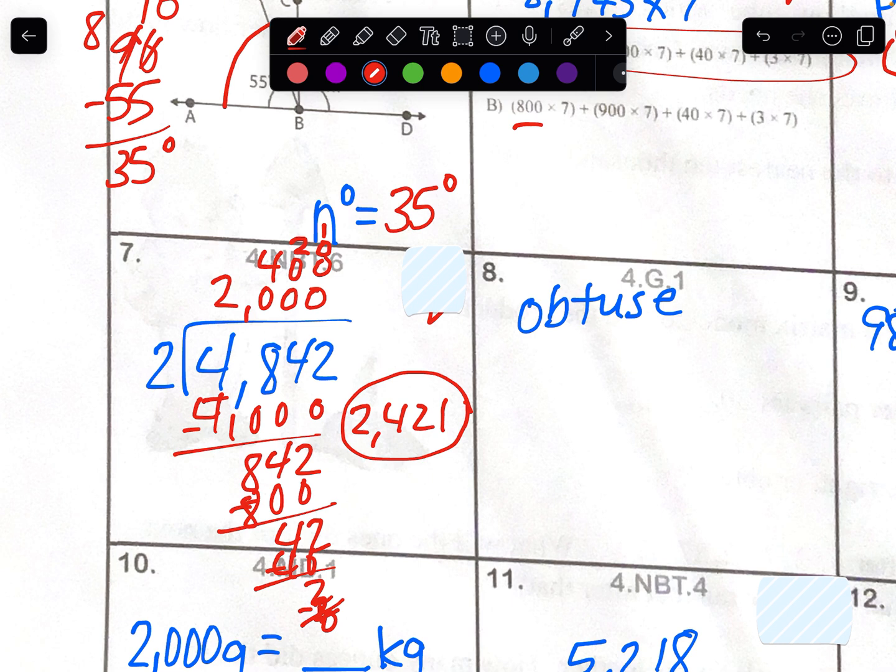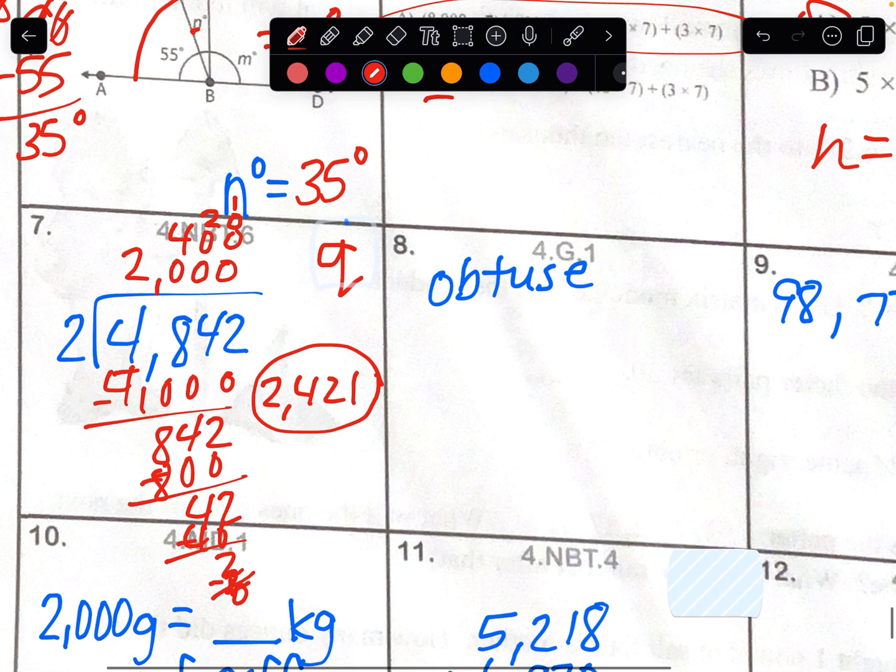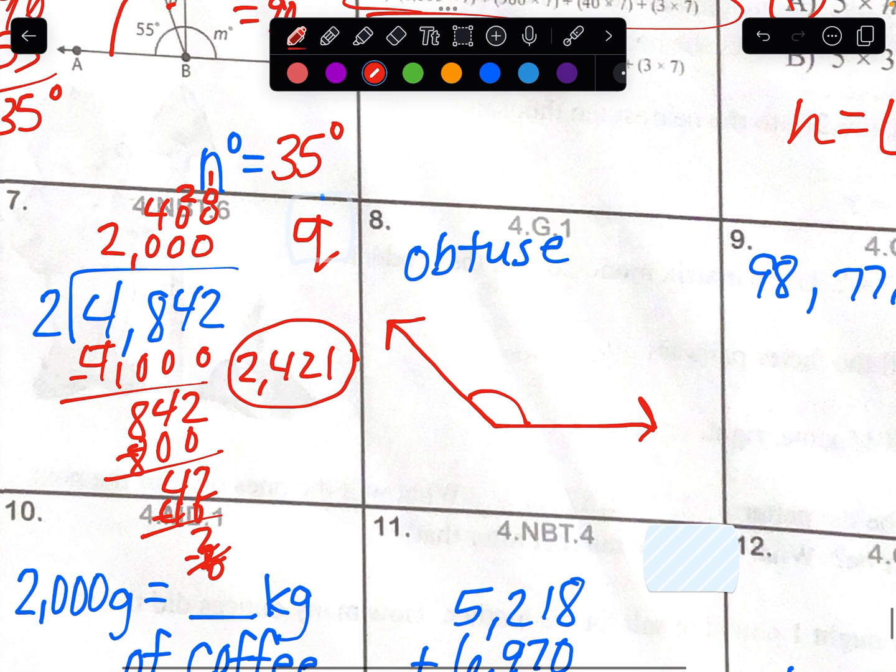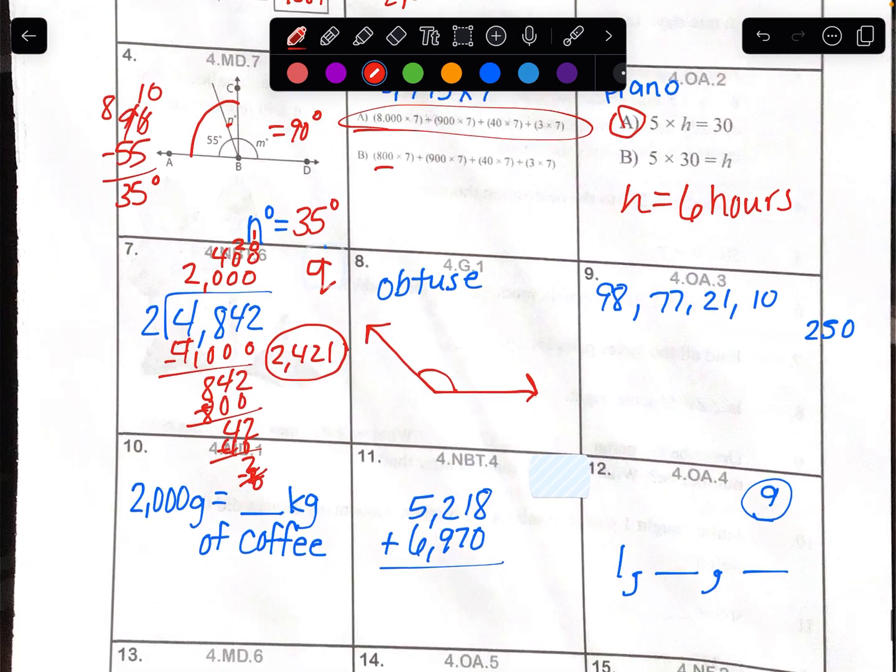All right, number 8. Oh, forgot your secret letter. Q. All right, 8, you have to draw an obtuse angle. Again, anything greater than 90 is an obtuse angle.